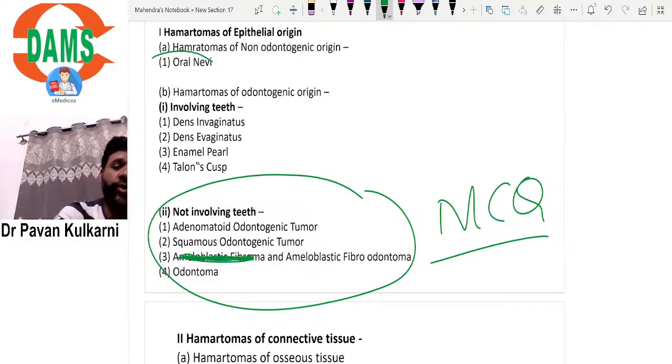And oral nevus is also very frequently asked. Whether oral nevus is a benign tumor, or a reactive lesion, or a hamartoma. Exactly that way the question is asked.